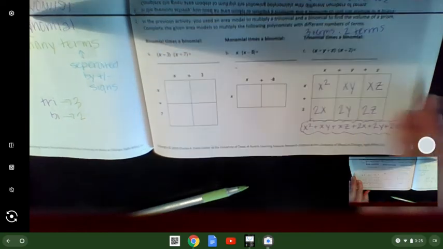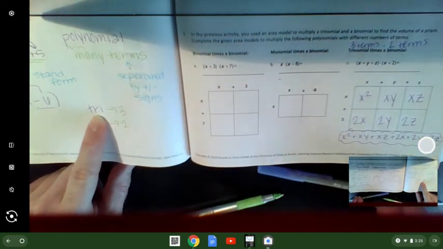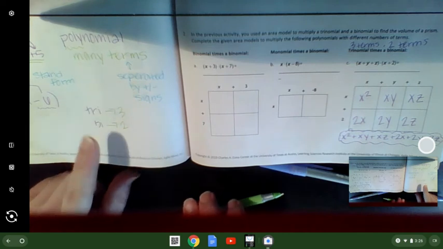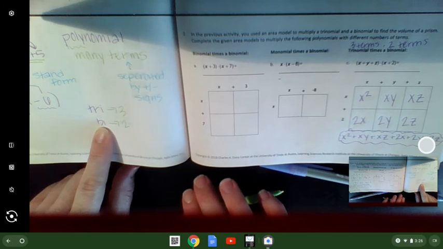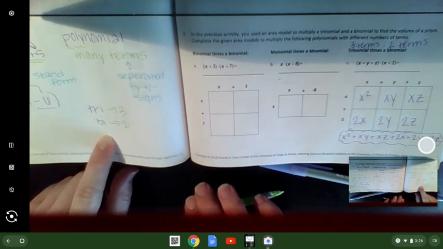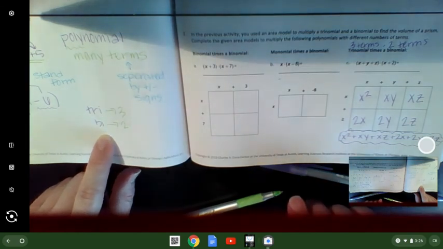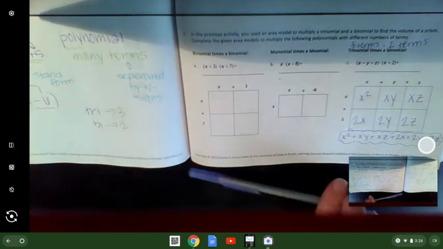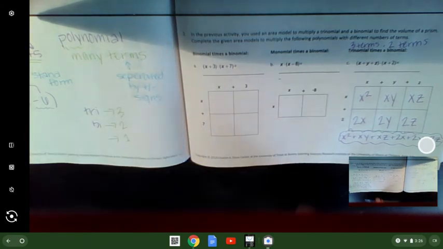Okay, so polynomial again means many terms. Specifically, if you have three terms, it's called a trinomial. If you have two terms, it's a binomial. Think tricycle, bicycle. Well, if you have one wheel, it's a unicycle. But that unfortunately does not mean we call it a uninomial. One term, it would make sense if it was a uninomial with my analogy here.